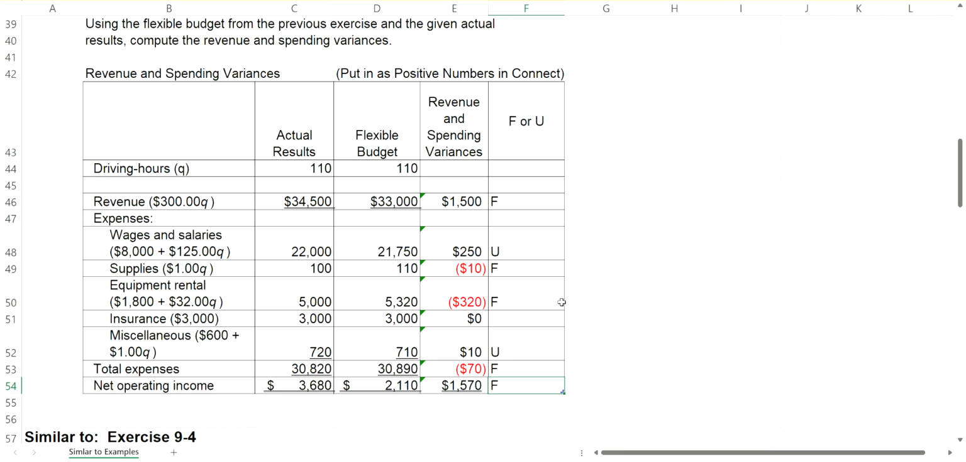Now, note here, when you put them into Cengage, go ahead and type this in as a positive 10. The favorable represents it's actually a decrease. Type this in as a positive 320 and type this in as a positive 70. Again, the favorable represents that it was actually a decrease there.